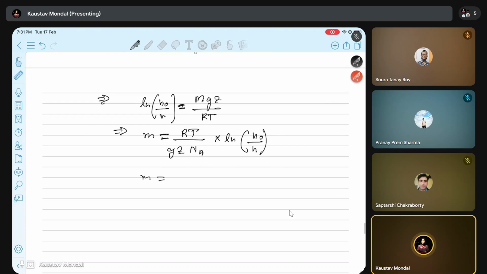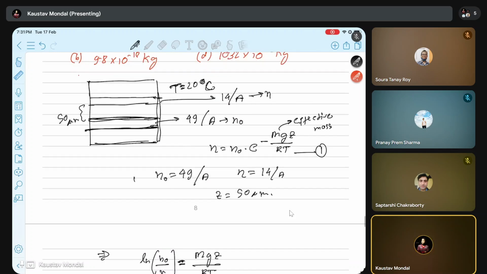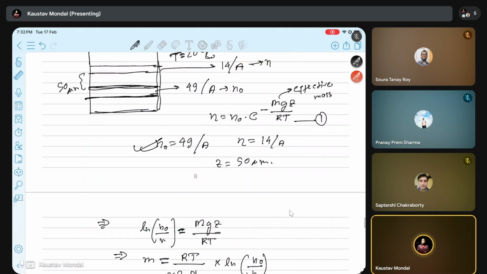Now just simply substitute all the values. You know everything. In naught, z you have to convert into micrometer, micron, yeah. So z you have to convert into meter. So that would be 15 into 10 to the power minus 6 meter.